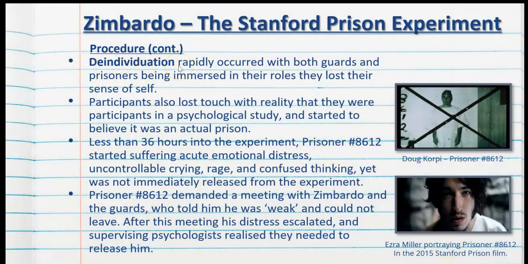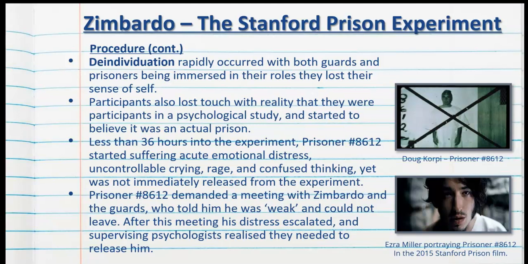De-individuation rapidly occurred with both guards and prisoners being immersed in their roles, and they lost their sense of self. Participants also lost touch with reality, that they were participants in a psychological study, and started to believe that it was an actual prison. Less than 36 hours into the experiment, prisoner number 8612 started suffering acute emotional distress, uncontrollable crying, rage, and confused thinking, yet was not immediately released from the experiment.